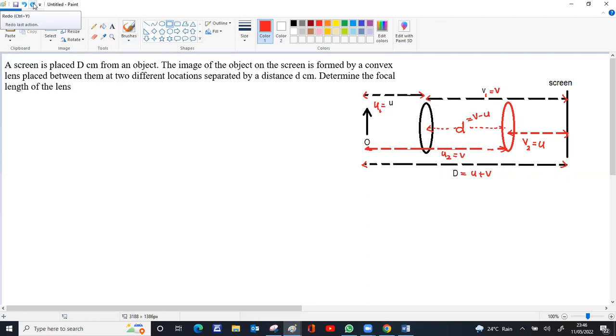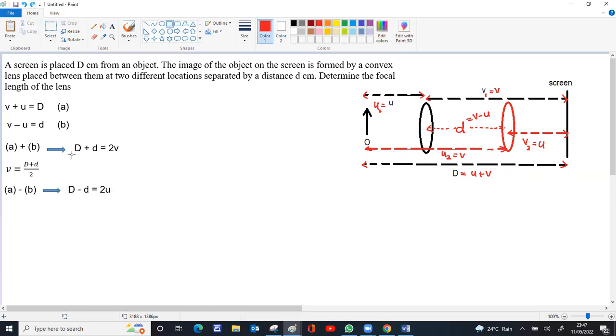Now we can write v plus u is equal to capital D, case A, v minus u equal to small d, case B. If you add both, D plus d equals 2v, the u gets cancelled. The same way, if you subtract, v gets cancelled, 2u equals D minus d. From that, we can find v and u. v will be (D plus d) by 2, u will be (D minus d) by 2.